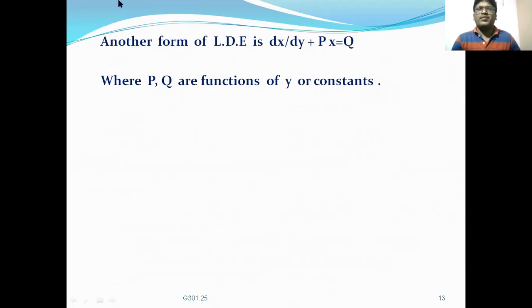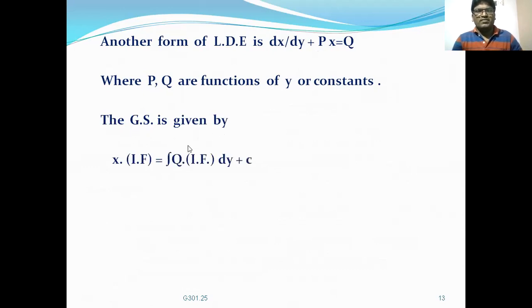This is the other form of the linear differential equation, where, in a similar process, you have to find the p and q functions. Those are in the y variable and constants. So the general solution is given, as in the previous problem, but here with y: x times the integration factor is equal to the integral of q times the integration factor dy. Before, we took dx in the above form. In this form we have to take dy, plus c.